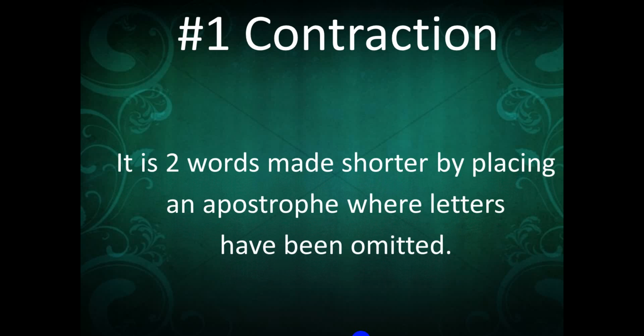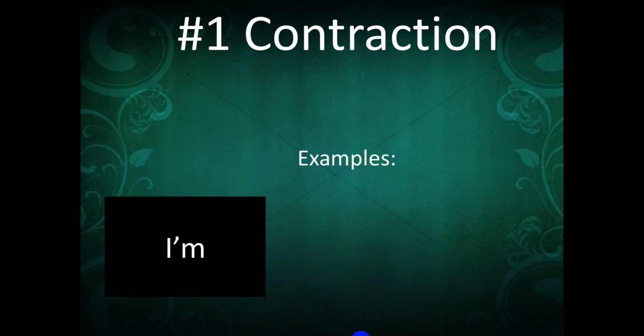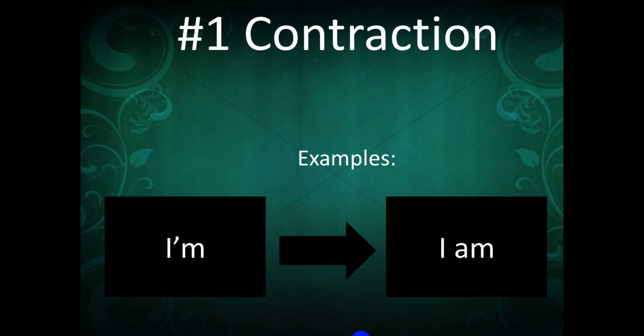I have two words and I make them shorter by replacing these two words with just one word which has an apostrophe in the middle. Okay, so let's take some examples. For example, here I apostrophe M instead of I am. So for example, if I want to say I'm Shady or I am Shady, both are correct. But to be more fluent, you can say I'm. And this is the contracted form of I am.